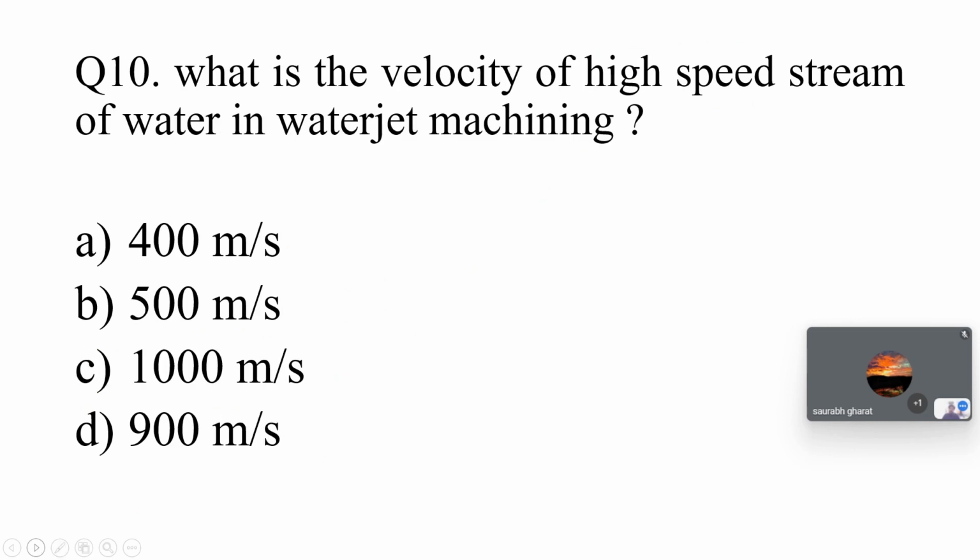Okay. So what is the velocity of the high speed stream of water in a water jet machine? The velocity at which we are pushing the water is again from the slides itself. So go through it and check if you know the answer. We'll stay here for 1 minute and after that we go forward.